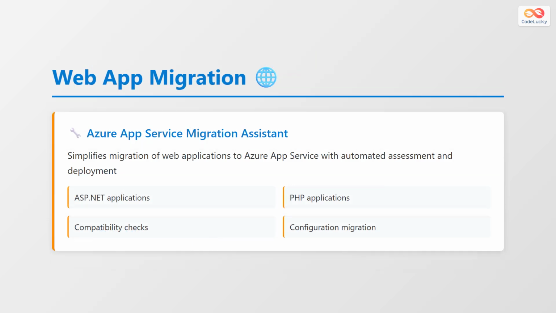The Azure App Service Migration Assistant simplifies the process of moving web applications to Azure App Service. It provides automated assessment and deployment capabilities for both ASP.NET and PHP applications. The tool performs compatibility checks to identify potential issues and handles the migration of application configurations to ensure your web apps run smoothly in Azure.